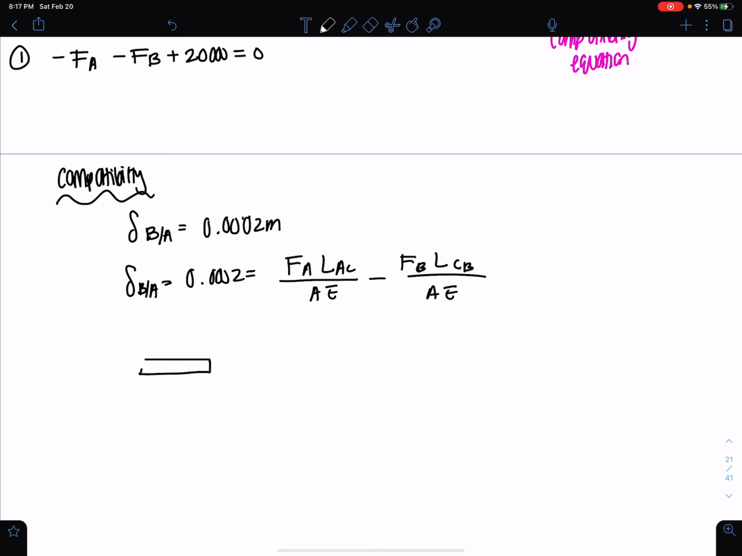So now I need to figure out what the internal forces FA and FB are. To find FA, I'm going to make a cut.